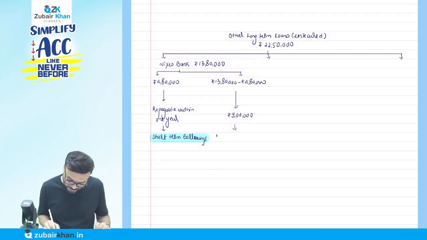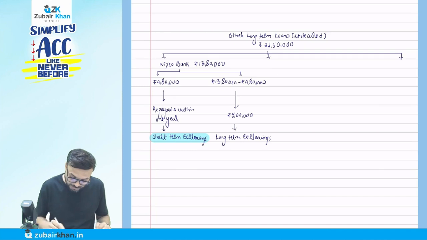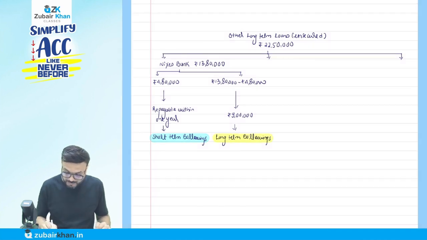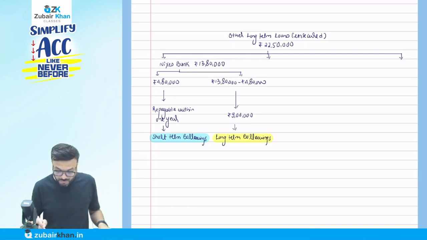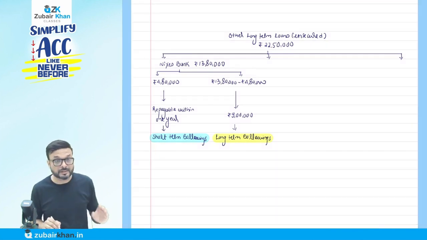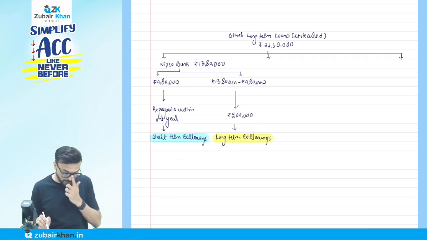So write down there long-term borrowings. Okay, you understand this point? So in total, we took a loan of 13 lakh 80,000. Whatever is payable within 1 year is a part of short-term borrowing, and the remaining is a part of long-term borrowing.